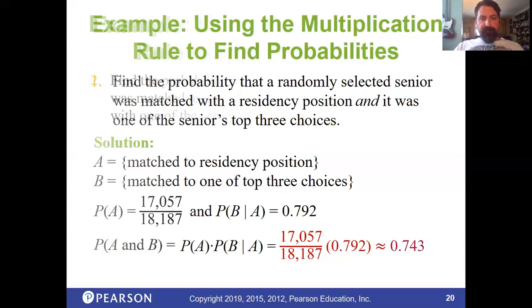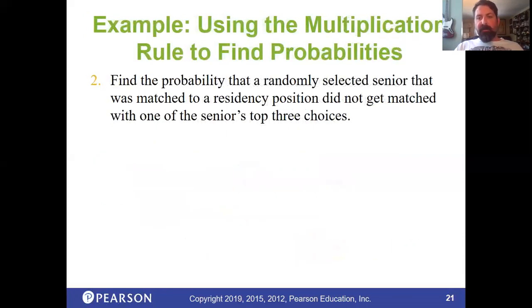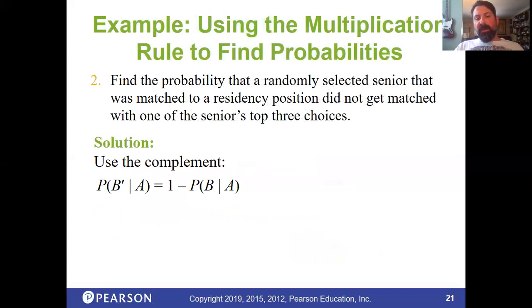So pretty likely. What's the probability a randomly selected senior that was matched to a residency position did not get matched with one of their top three choices? Well, we need to use the complement. They were matched, but they didn't get in the top three. Well, we know that 79.2% did get in their top three. So the complement of that, or a little over 20%, did not get matched with one of their top three. So another example of using the complement.